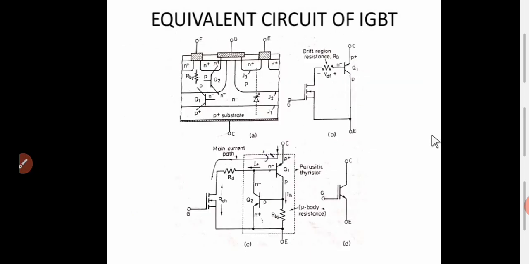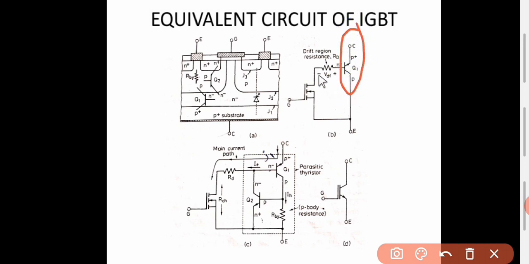Equivalent circuit of IGBT. As we explained, the gate circuit of the IGBT consists of a MOSFET, while the collector circuit consists of a BJT. So the gate circuit symbol is like a MOSFET, and the collector emitter is like a BJT. So its symbolic representation is gate, collector and emitter. Gate is taken from the MOSFET and collector emitter is taken from the BJT.